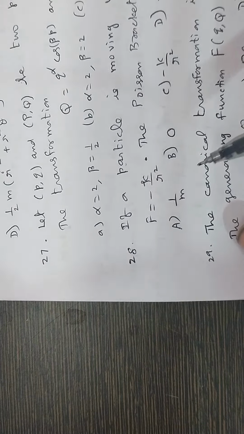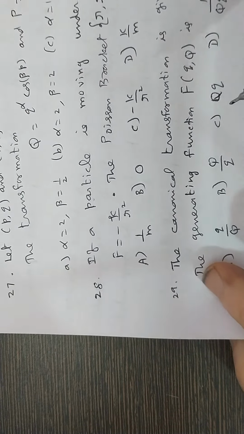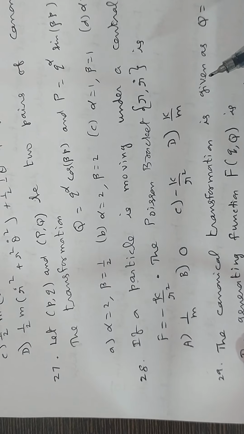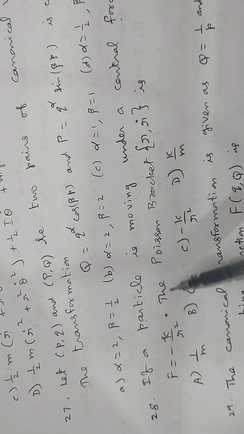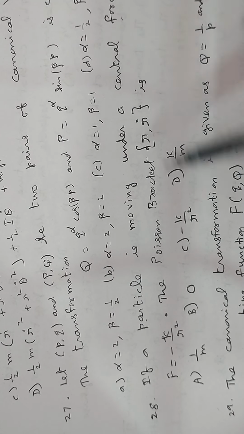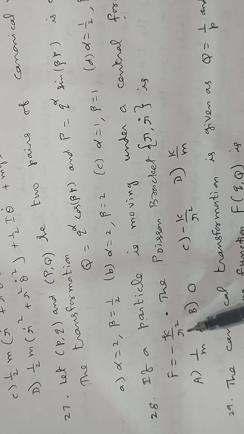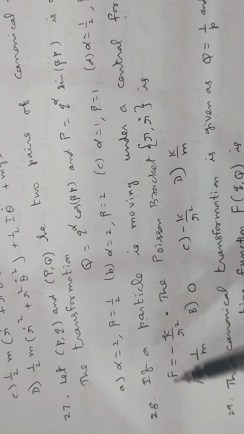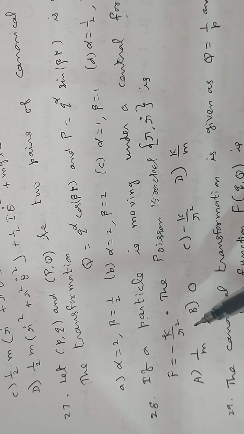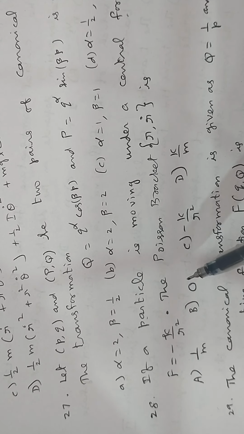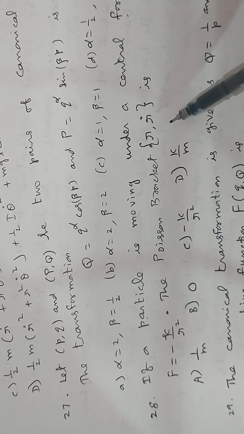For example, if we take example 28, if a particle is moving under a central force, F is equal to minus k by r square. So this is the expression for the central force, which is independent of theta and phi. Now the Poisson bracket between the two variables r and r dot is... So 4 options are given here.